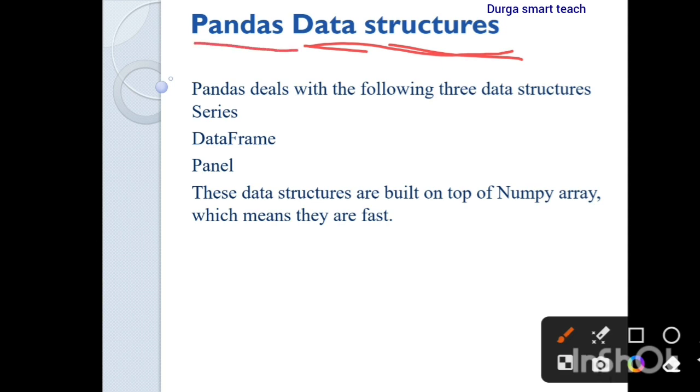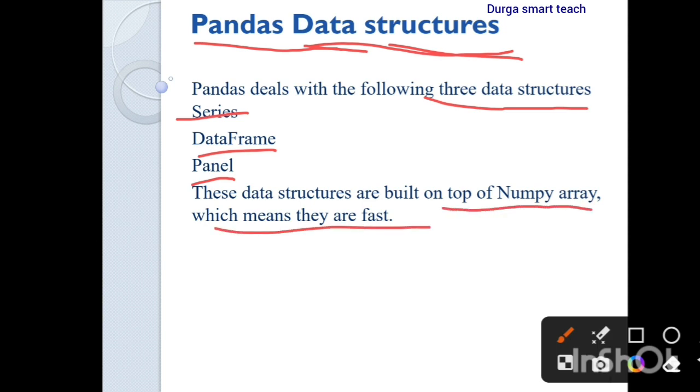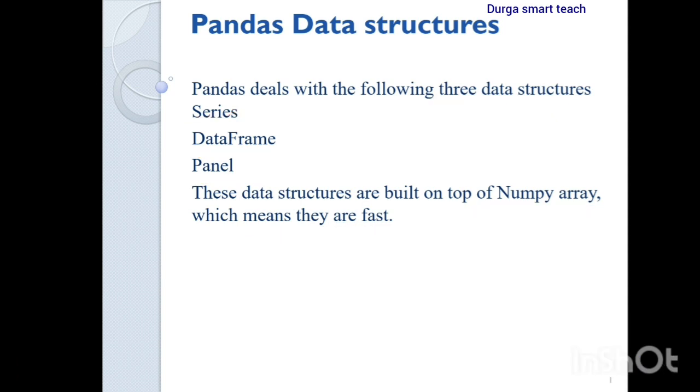So here, pandas data structures. Pandas deals with the following three data structures. It contains three important data structures: one is series, and data frame, and the next one is panel. We already discussed arrays are used to store the data, and pandas is used to analyze, clean and manipulate the data. These data structures are built on top of NumPy array, which means they are fast. Compared with arrays, series, data frame and panel are very fast. So let's discuss one by one.